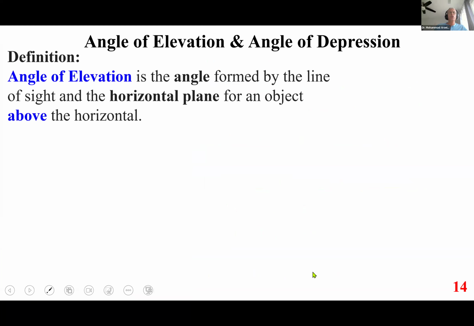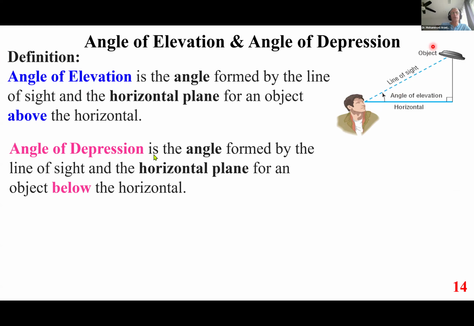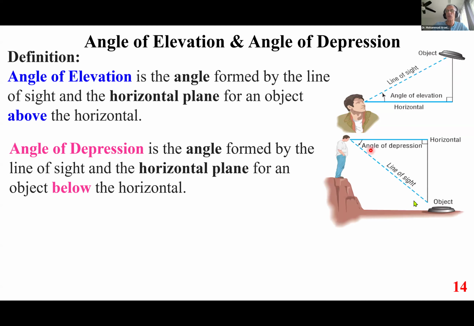All right, so angle of elevation and depression. By definition, angle of elevation is the angle formed by the line of sight and the horizontal plane for an object above the horizontal. So this angle, you look up in essence. Angle of depression is the angle formed by the line of sight and horizontal plane for an object below the horizontal. So in essence, you're looking down.